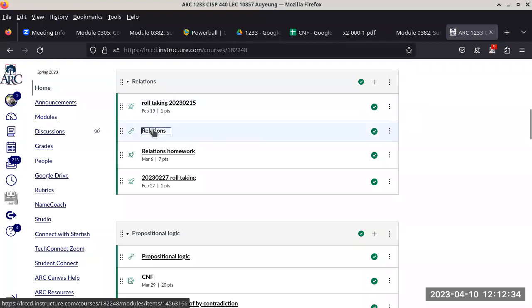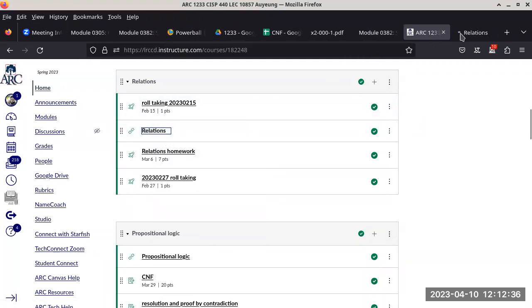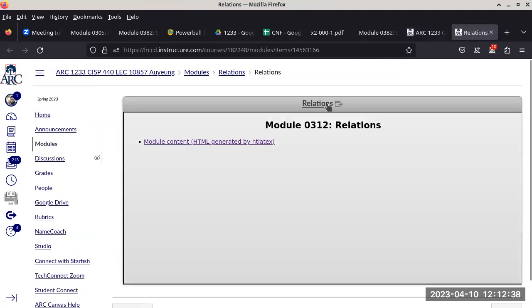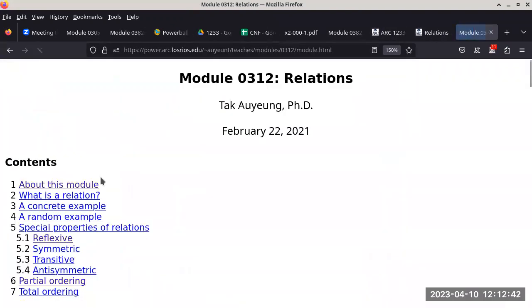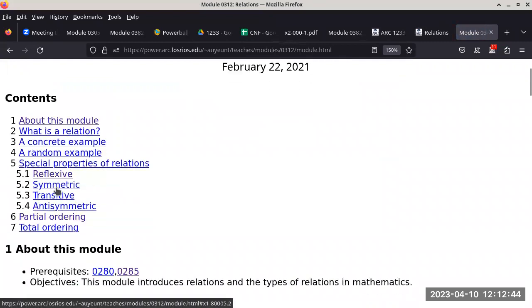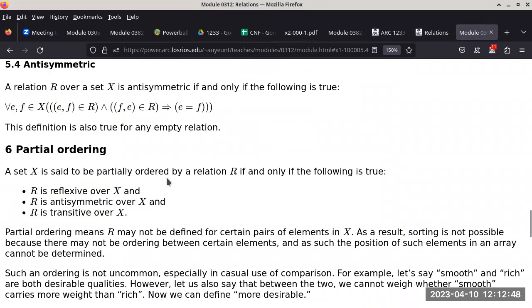So we are talking about relations, and in relations, we talked about all of these properties, and I think the question was about anti-symmetry, so here it is. So anti-symmetric is defined as a relation R, which is basically a set of two tuples, which is a subset of the Cartesian product between X and itself, and it has to meet this particular requirement.